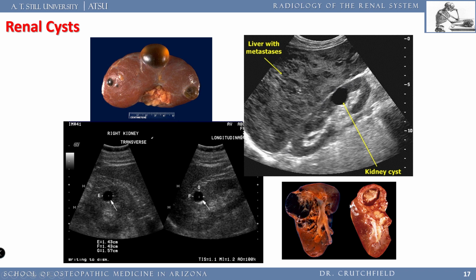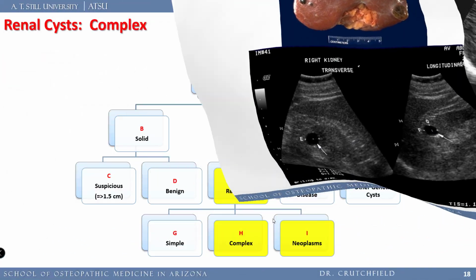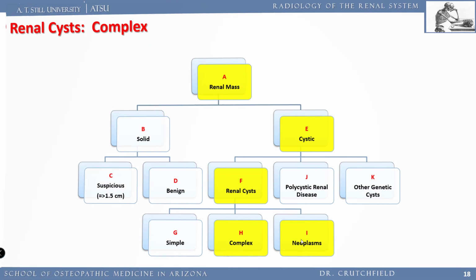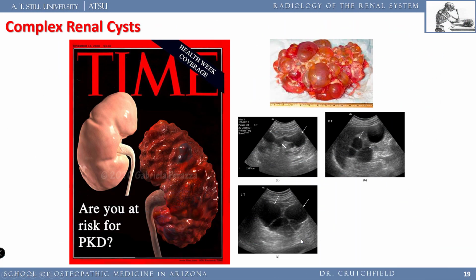So, just more pictures of kidneys. Here's an ultrasound. You can see a little bit of liver, and then here's a cyst within that kidney. Same thing, just a simple cyst. Again, looking at a renal mass, once we've done the ultrasound, we're going to find out if it's a complex cyst, a simple cyst, or a tumor, like that one with the multiple mets in the liver.